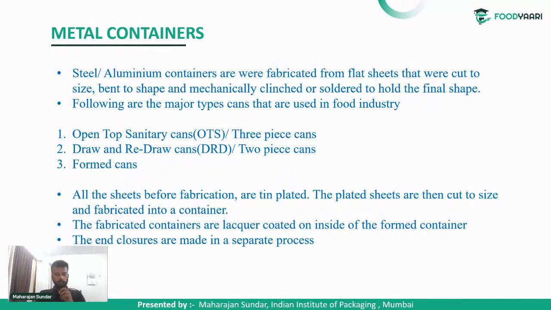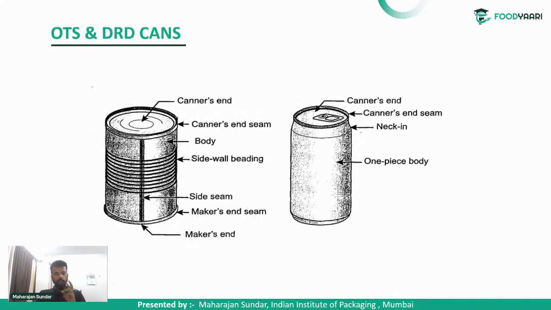Okay, we will jump on to open top sanitary cans. This is the nomenclature of basically two different cans. The left one is the three-piece can or open top sanitary can, and the right one is the draw and redraw can. The component on top is called the canner's end, which is the closure of the three-piece can.